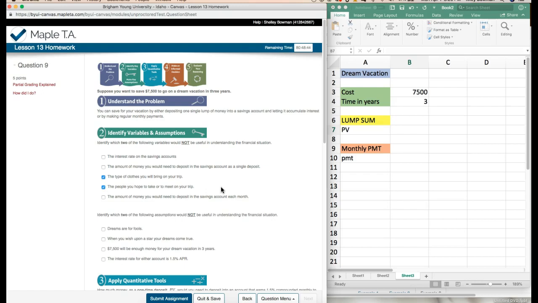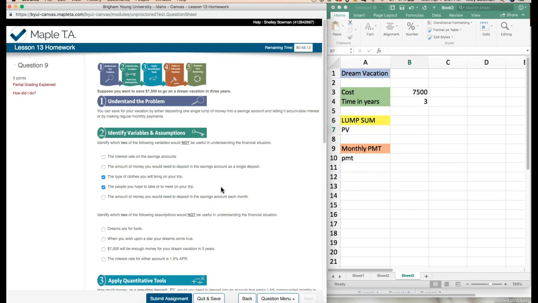The next one, identify which two of the following assumptions would not be useful in understanding the financial situation. Okay, dreams are for fools. That's not helpful. The next one, when you wish upon a star, your dreams come true. Also not useful in understanding the financial situation. Then $7,500 will be enough money for your dream vacation in 3 years. Fantastic assumption. And then the interest rate for either account is 1.5% APR.